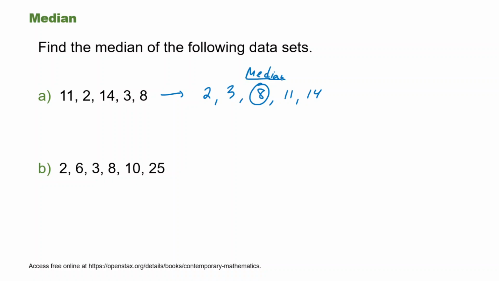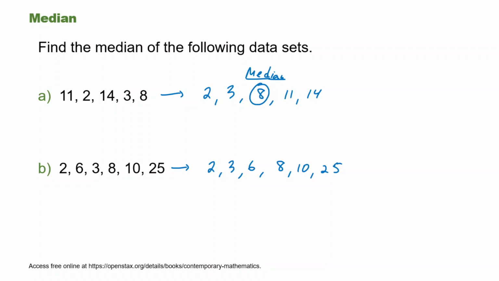Part B. We have the data set consisting of 2, 6, 3, 8, 10, and 25. First, we will sort this data set so that we have 2, 3, 6, 8, 10, and 25. Now things are a bit more complicated here because we have an even number of pieces of data.